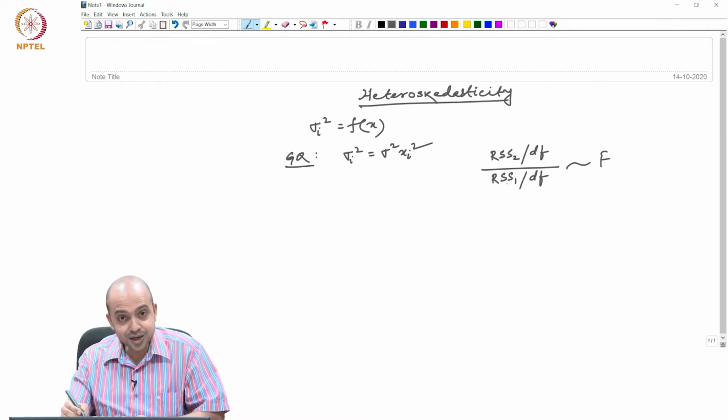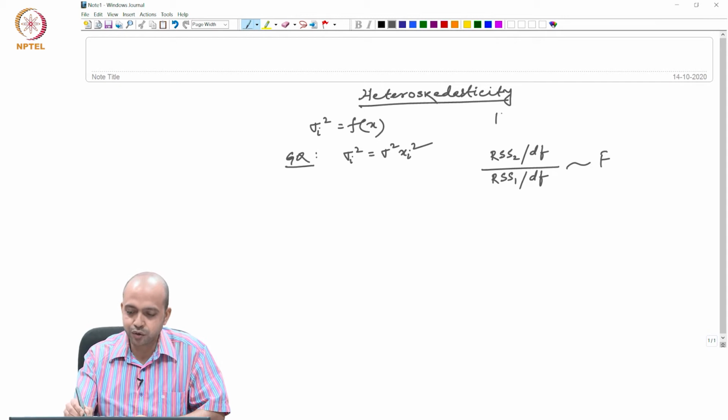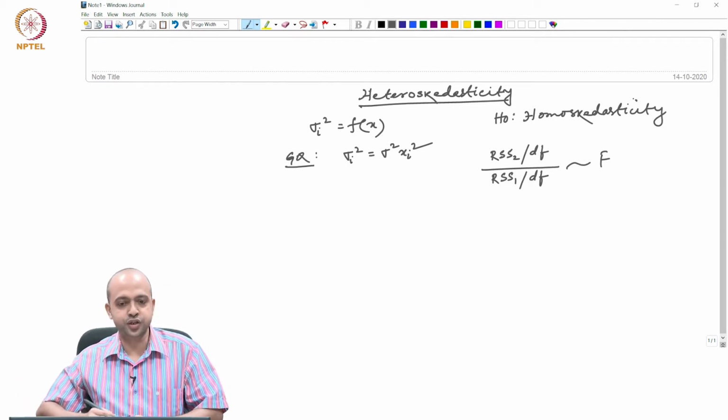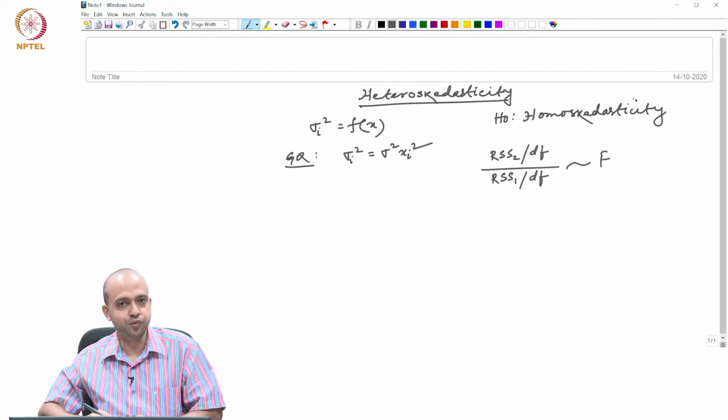Now, this test follows the F statistic. The larger the difference between RSS 2 and RSS 1, the greater the value of F and the greater the probability of rejecting your null hypothesis, where the null is homoskedasticity. So you can reject the homoskedasticity assumption. That was the procedure we discussed in the Goldfeld-Quandt test, right.